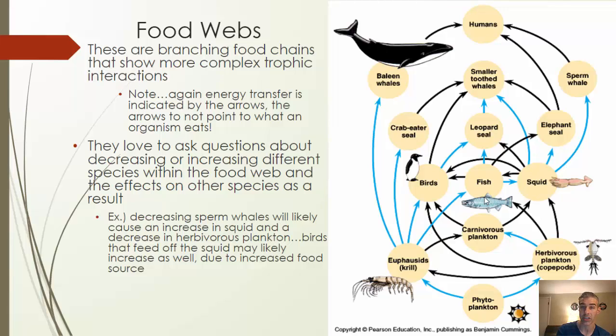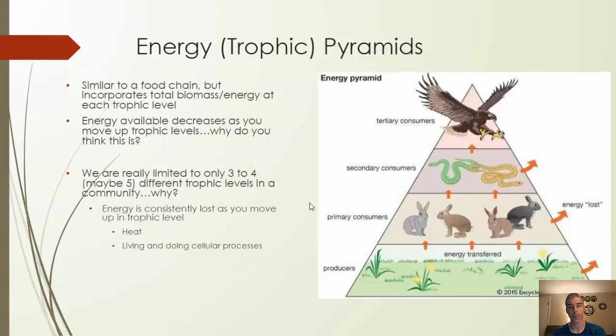So here it says decreasing sperm whales will likely cause an increase in squid because they're no longer eating the squid, because that's one of the squid's main predators. There are others, but maybe that means there's more squid for the elephant seal. So maybe the elephant seal will increase in number. You just have to be able to pick this information out and figure out the effects that could most likely happen.